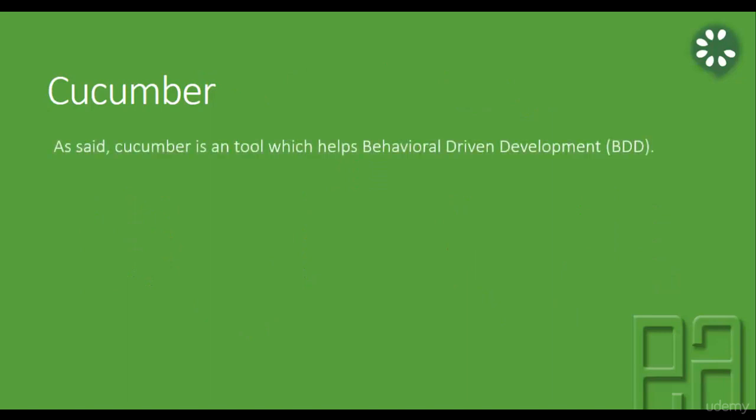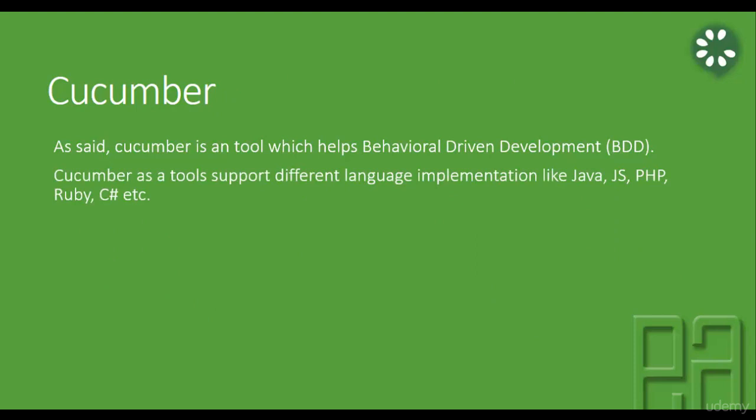Cucumber, as said, is a tool which helps behavioral driven development. We discussed this in our previous video. And Cucumber as a tool supports different language implementations like Java, JavaScript, PHP, Ruby, and C#. It's more like Selenium. Selenium has different language bindings like Java, C#, PHP, Perl, or Ruby. Similarly, Cucumber also has different language implementations like Java, JavaScript, PHP, Ruby, etc.